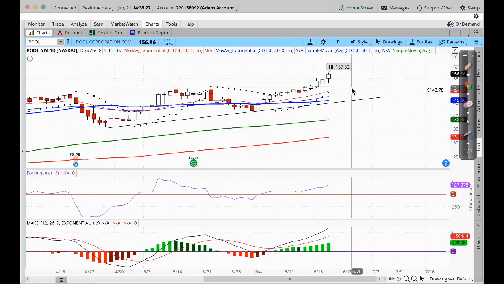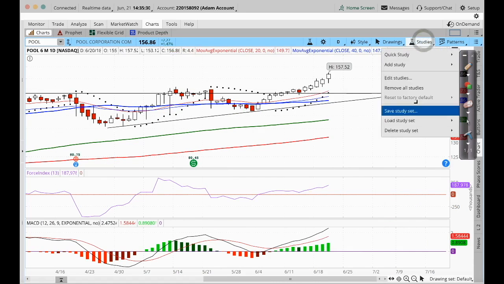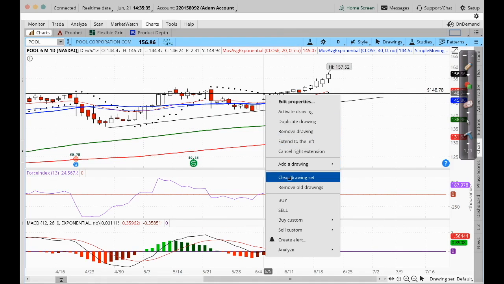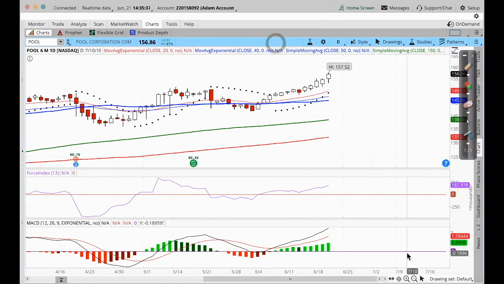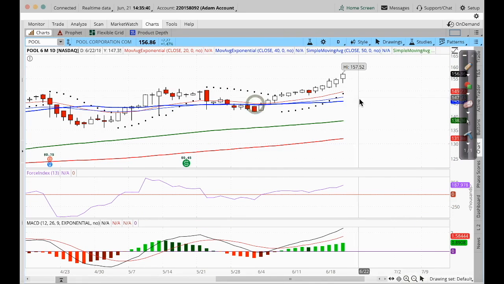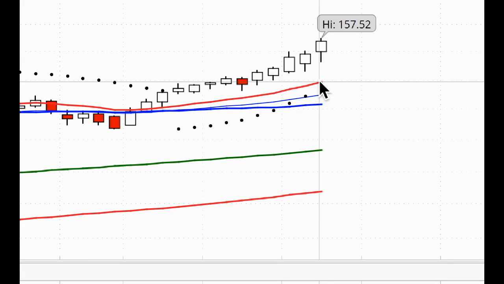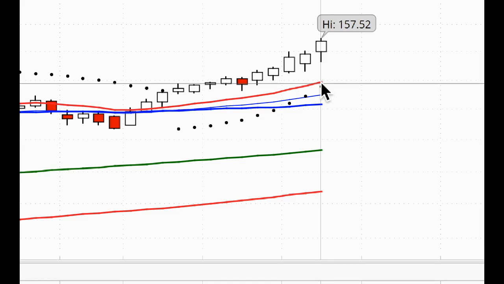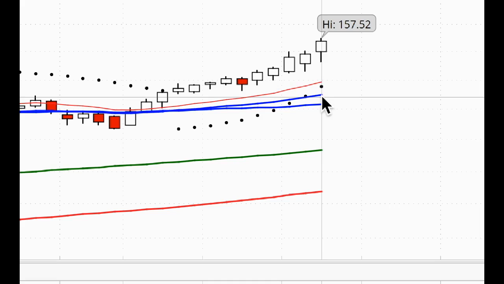So let me first of all remove the lines. Okay, so this red line and this blue line, this is the 20 and 40 exponential moving average. The 20 and the 40, right? Basically, when the 20 is above the 40, the short-term trend is up. Okay, so you can see right now the short-term trend is up. And when we go long, we want the short-term trend to be up, the 20 to be above the 40. Okay?